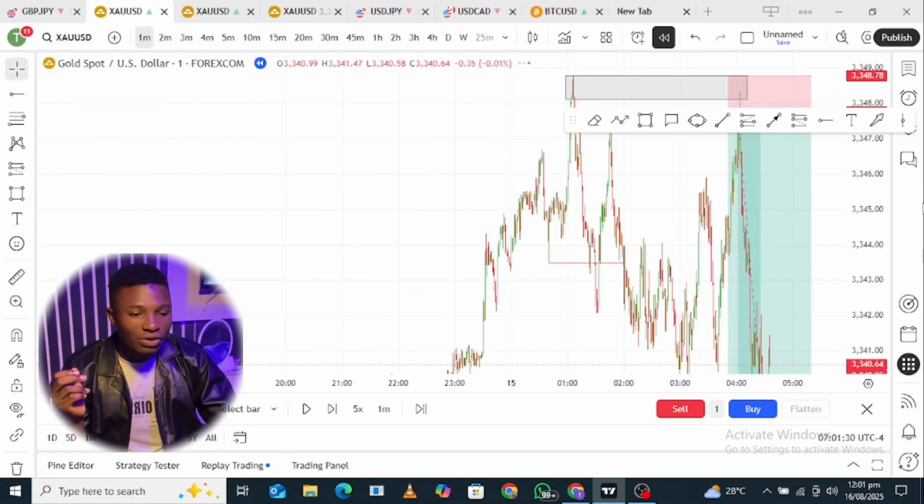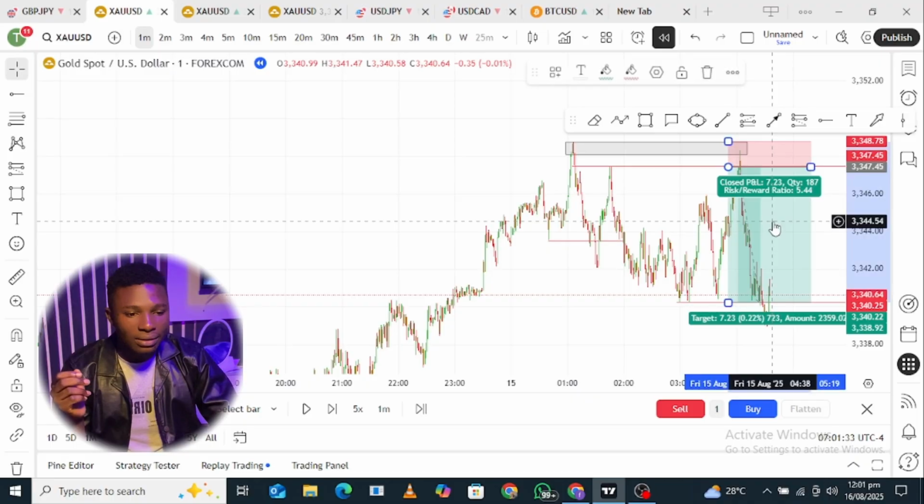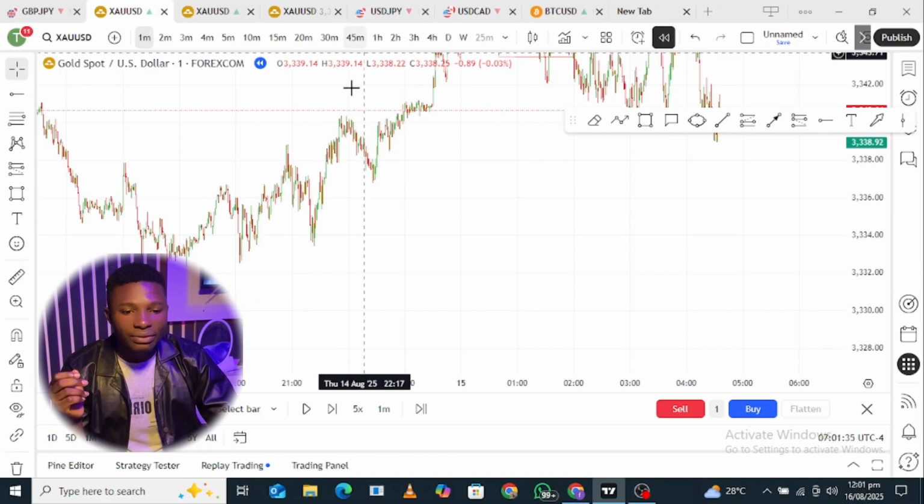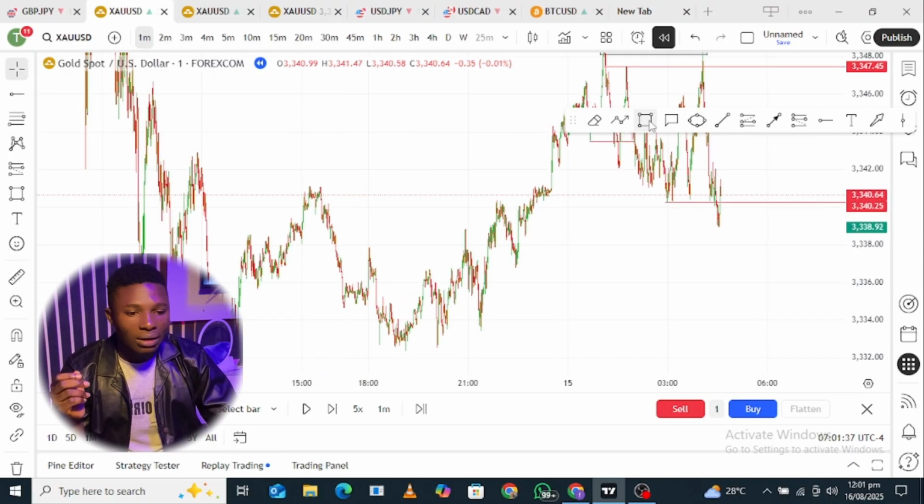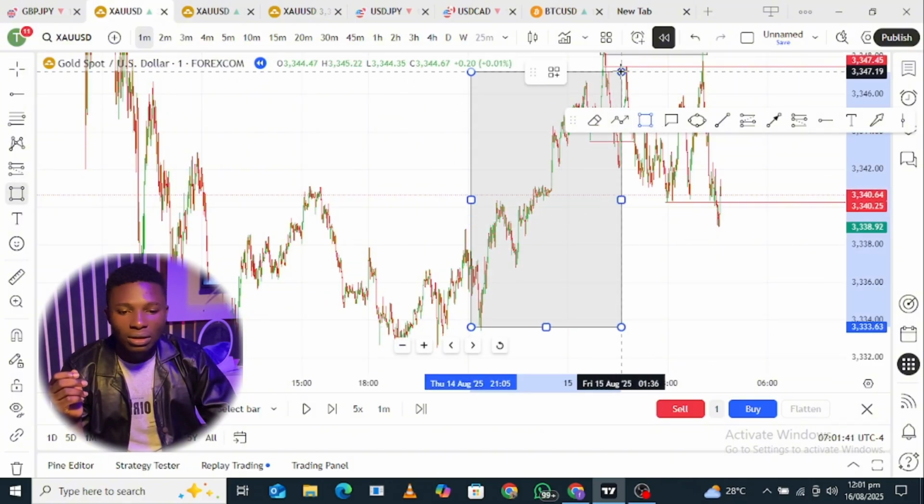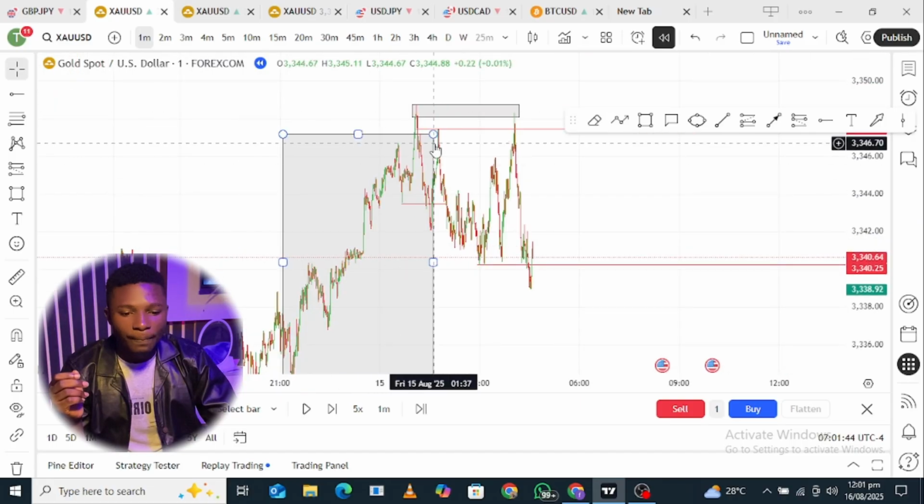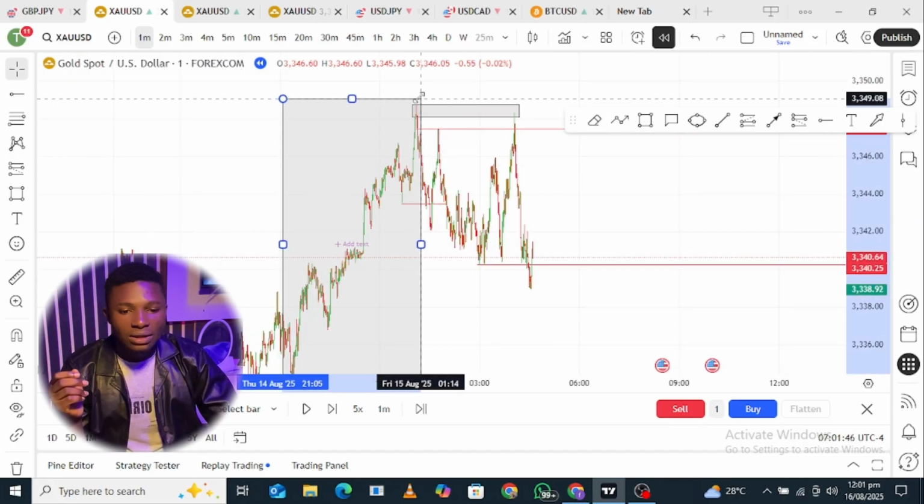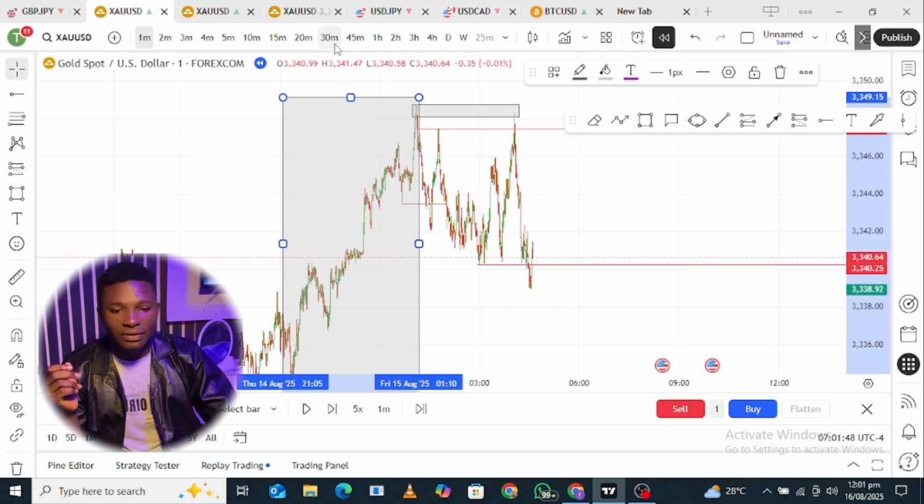Don't forget the range you are dealing with in the market. Let me delete this. So this is the range. I think we stopped using the 25 minutes time frame, if I'm not wrong. This is the range. All right, so let's go back to the 30 minutes time frame and start from there again.